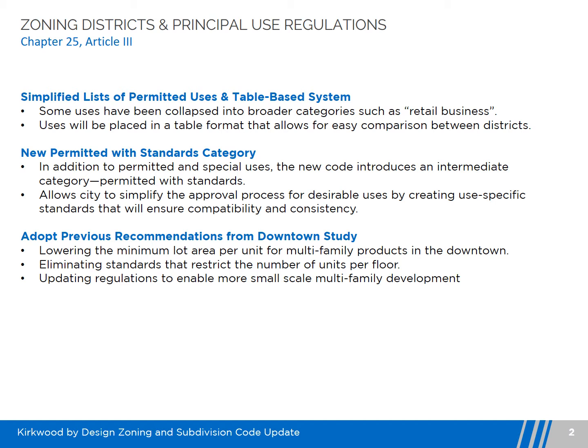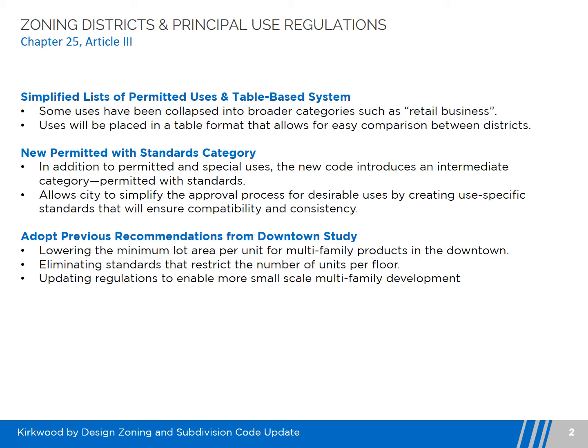If there was a use that we felt needed its own special attention or a different kind of approval process, we pulled it out and it's separately listed in the code. Visually, you'll also see a big difference. Instead of those big laundry lists, we now have a table. It enables really easy comparison across districts and helps us be really consistent and very intentional about the way things are listed in each district.